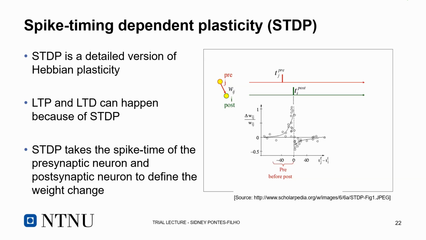But if the opposite happens, if the post fires first and then comes the pre, there is no causality between them, because the direction of the connection is from pre to post. So there is no causality, and then this weight is going to be decreased or depressed. And you can see that in the positive side of the difference of spikes of these two neurons.